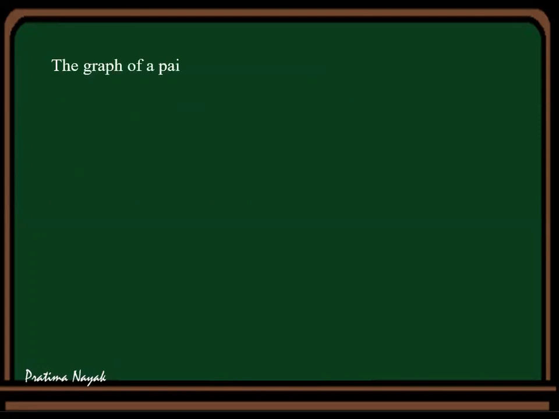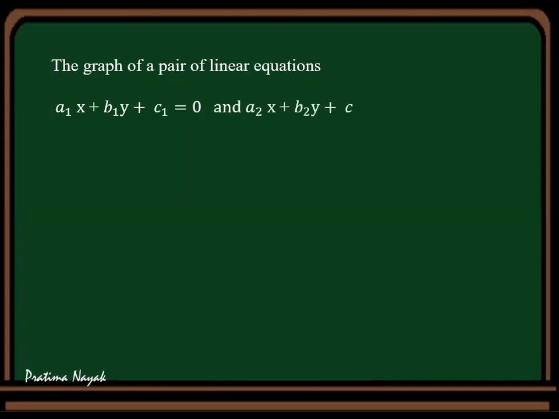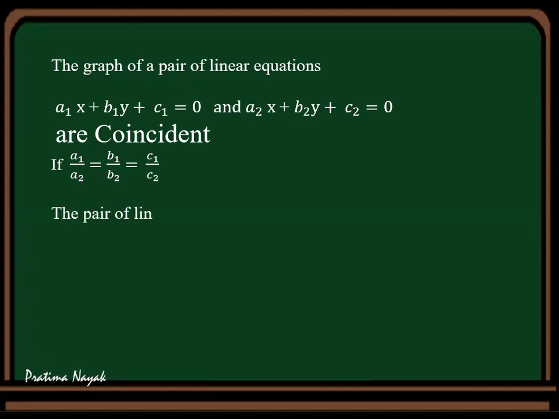The third condition is the graph of the pair of linear equations a1x plus b1y plus c1 is equal to 0 and a2x plus b2y plus c2 is equal to 0 are coincident. That means one graph goes over another graph if the ratio of a1 to a2 is equal to b1 to b2 is equal to c1 to c2. The pair of linear equations have infinitely many solutions. There are many values of x and y which satisfy the solution.